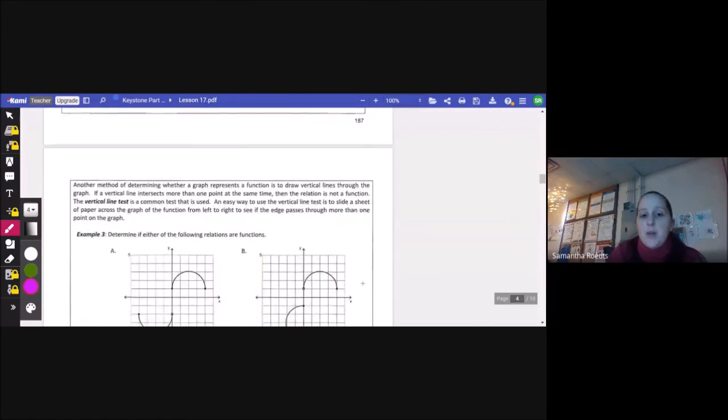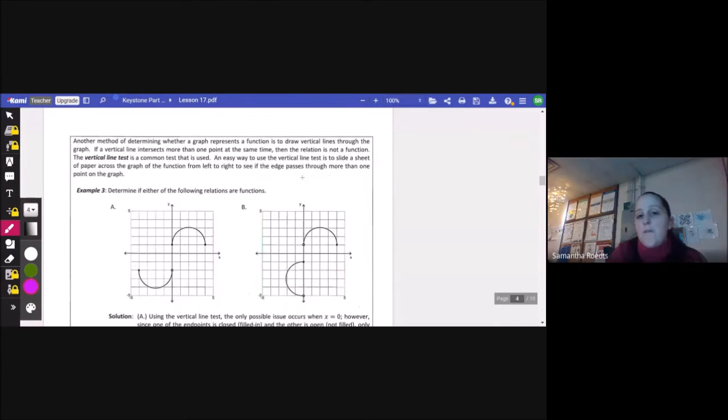Another method of determining whether a graph represents a function is to draw vertical lines through the graph. If a vertical line intersects more than one point on the same graph at the same time, then the relation is not a function. The vertical line test is a common test that is used. An easy way to use the vertical line test is to slide a sheet of paper across the graph of the function from left to right to see if the edge passes through more than one point on the graph.